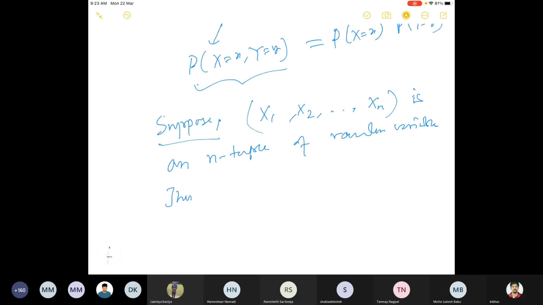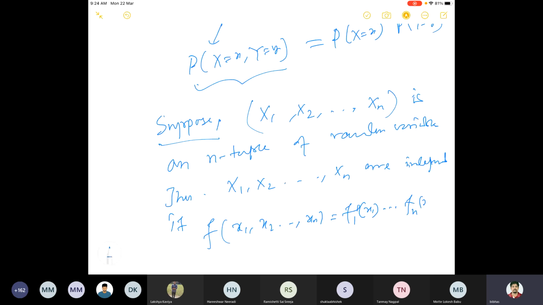So X1, X2, dot dot dot Xn are independent if, of course, the joint distribution function of X1, X2, up to Xn is the product of the individual ones, like F of Xn. If this is the case, then we say that they are all independent.